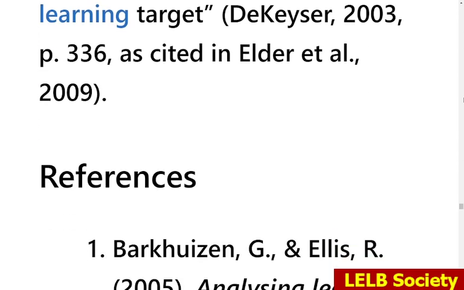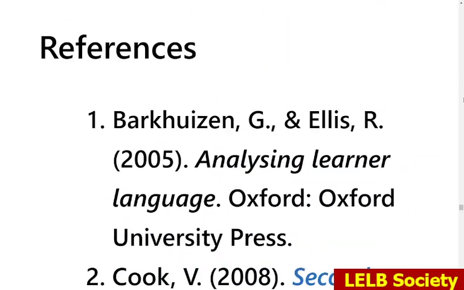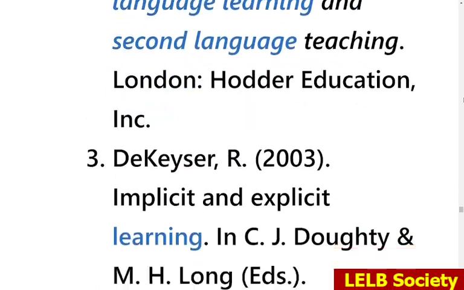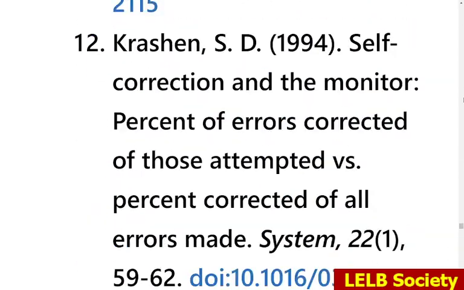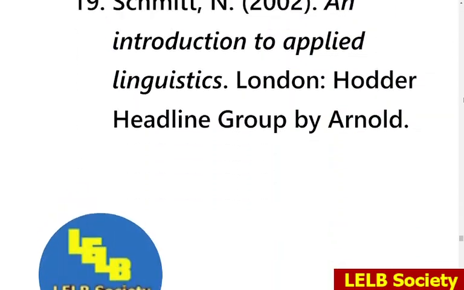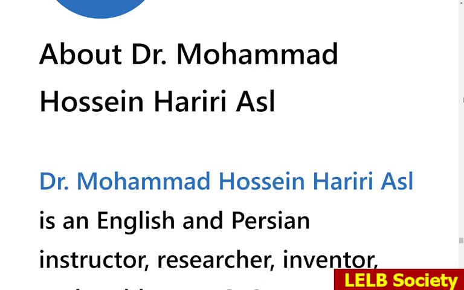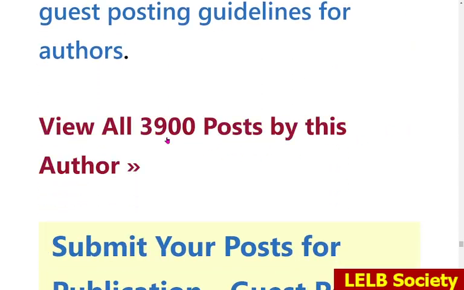And we come to the end of this article, and you can see the references that I have used to write this article. There are 19 sources. That's right. As you can see, I'm Dr. Hariri, Dr. Mohammad Hossein Hariri Asl, and I have published so far 3,900 posts and articles on my website at the LELB Society, and I'm not the only author, by the way.